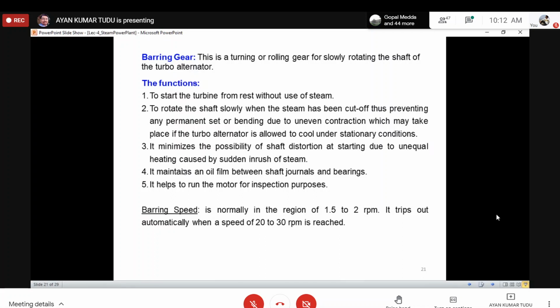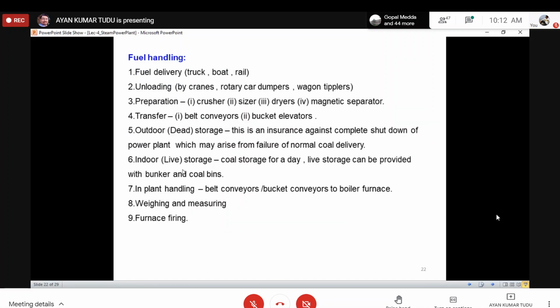So next, let us talk about our fuel handling. So how can we handle the fuel? Actually, as you can see, there are 9 ways in which this fuel is being handled. Number one is our fuel delivery, which will be by truck, boat, or rail. Then it has to be unloaded. It may be wagon tipplers, or rotary car dumpers, or cranes.